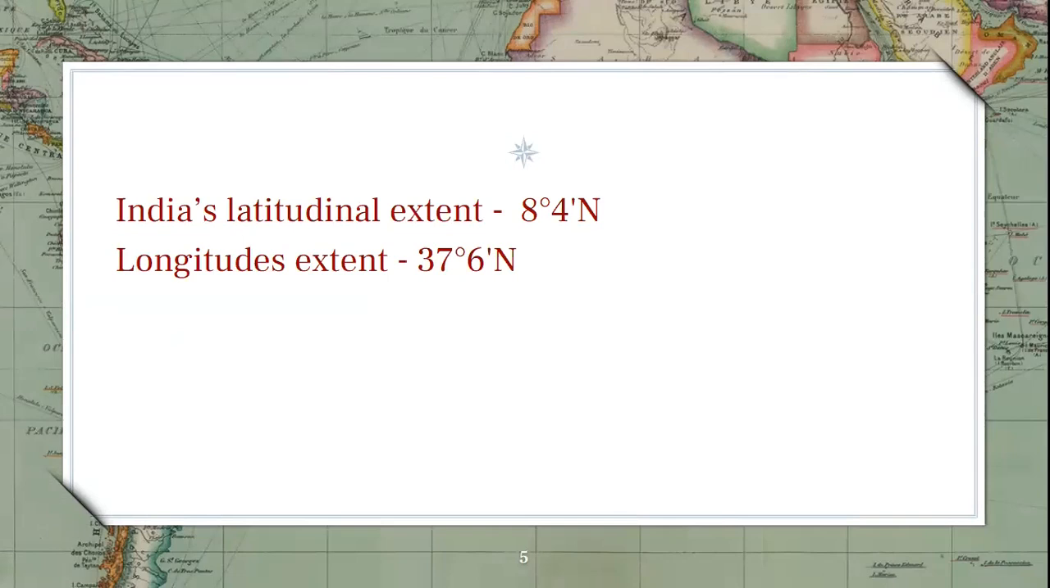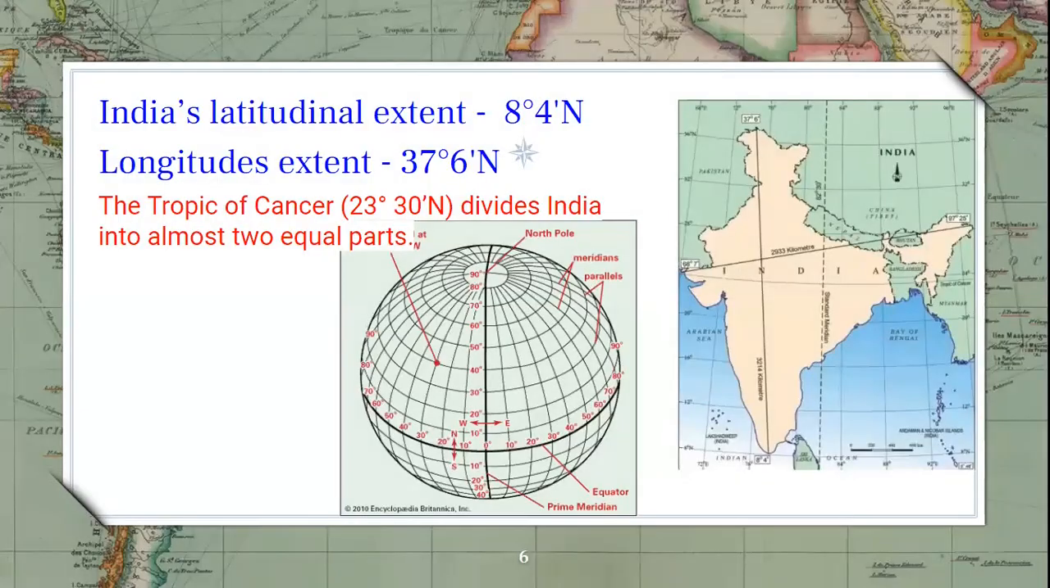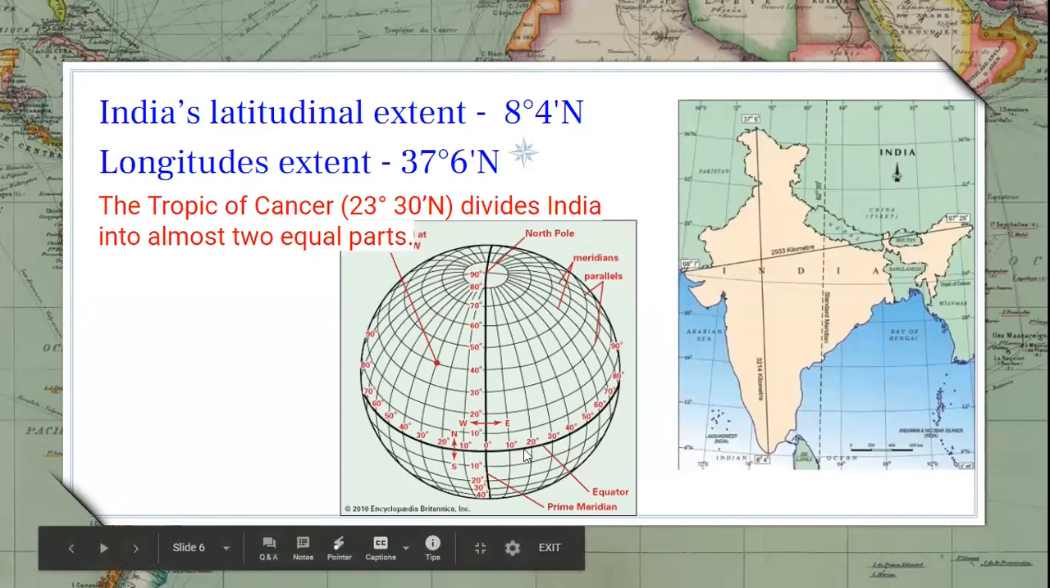So, when we talk about India, India's latitudinal extent falls between 8.4 degrees north to 37.6 degrees north. India is coming in the northern hemisphere. When we look at the globe, we can understand this concept very easily.